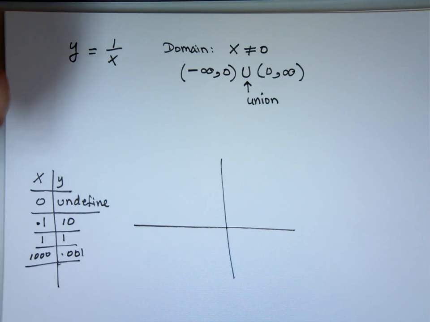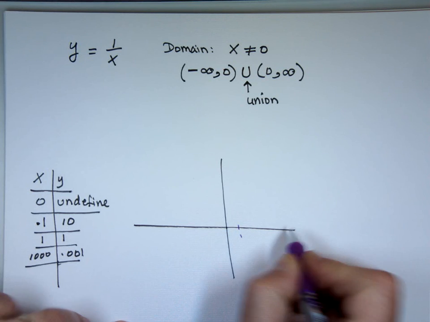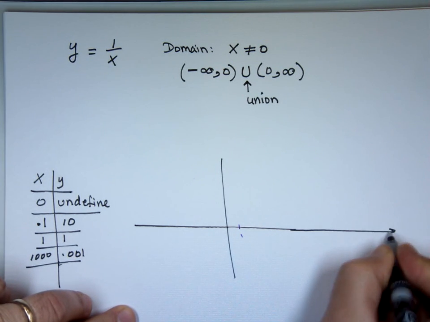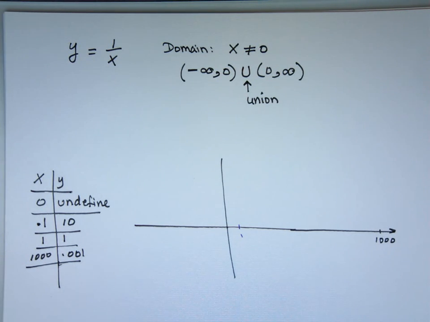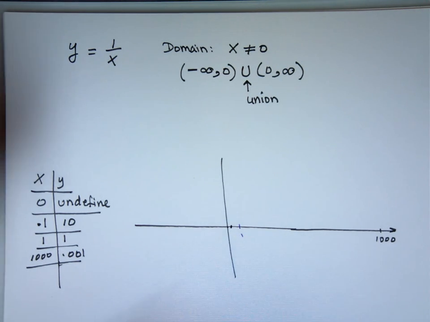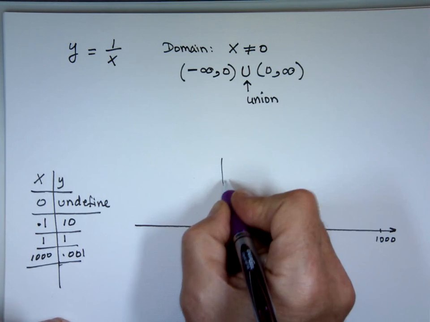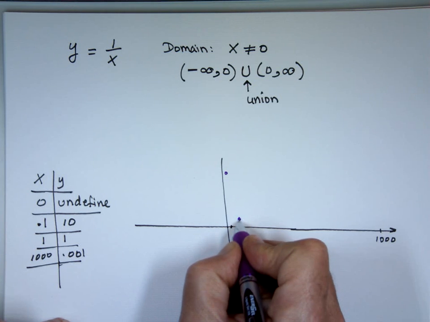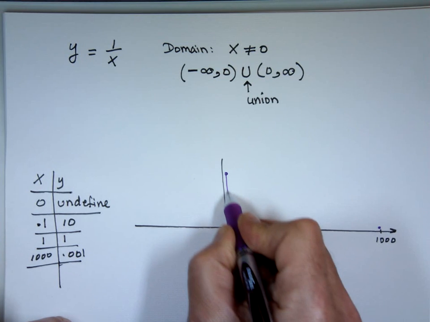So if I was to graph this, this is what the graph will look like. This is the 1, and way down there is 1,000. There's 1,000 right here. And there's the 0.1 right here. So at 0.1, what was the y value? 10. At 1, it was 1. At 1,000, it was what? 0.001. So the graph looks something like this.